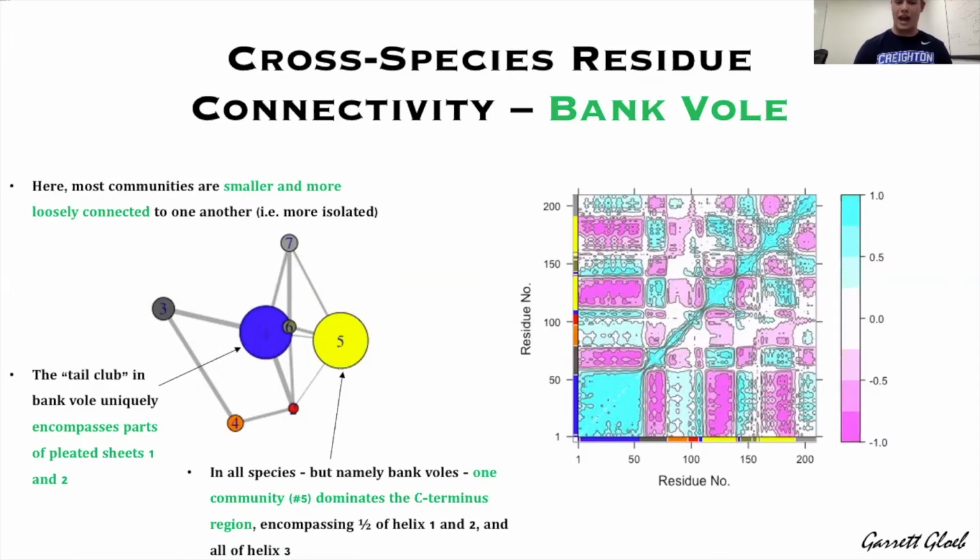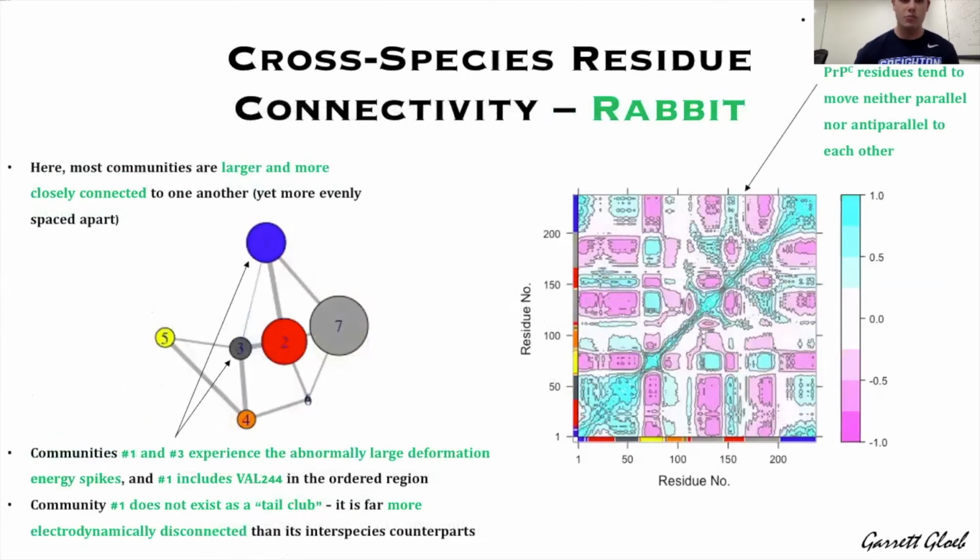It encompasses half of the first alpha helix and 2, and then all of helix 3. In rabbit, we found that most of the communities, compared to human and bankvole, were larger, more evenly spaced, and more closely connected. We found that communities 1 and 3, again analogous, experience abnormally large deformation energy spikes and thus local residue flexibility. That includes valine 244 and the far reaches of the ordered region, the C-terminus.